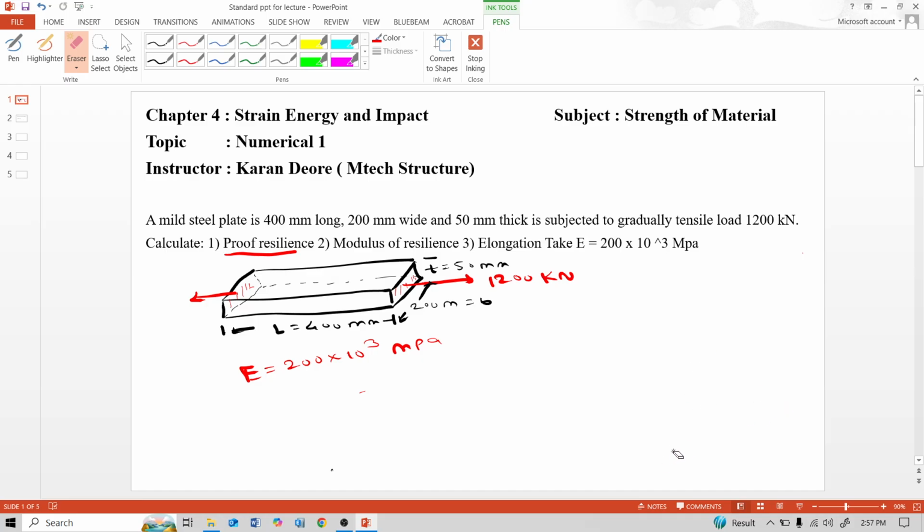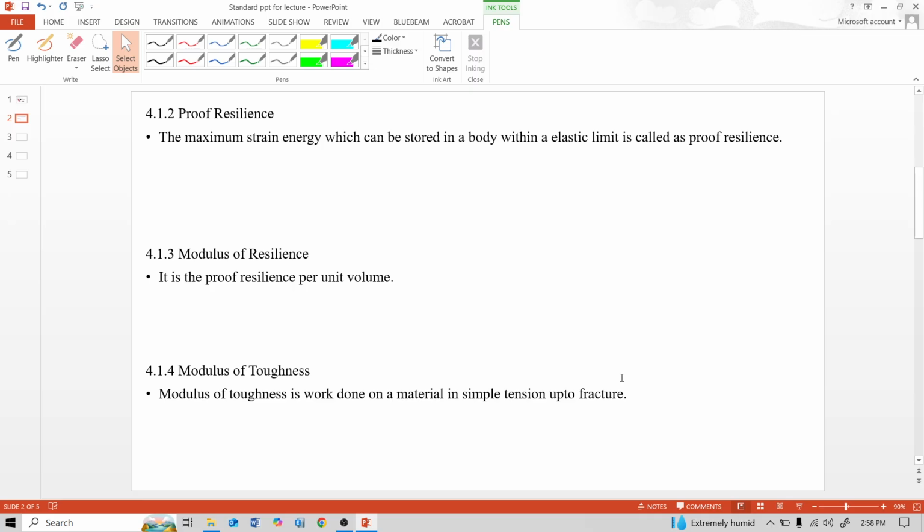So here, to find: first is proof resilience, and proof resilience is denoted as U max. Second, modulus of resilience, denoted as M or modulus of resilience, and third, elongation is delta L.